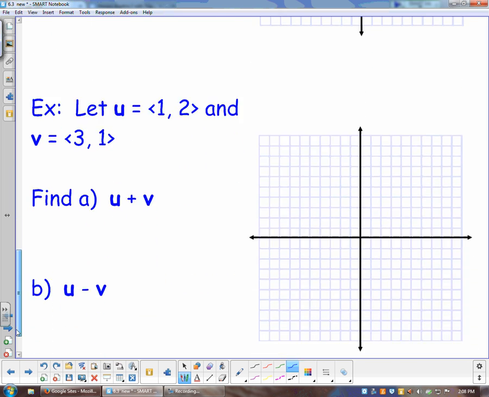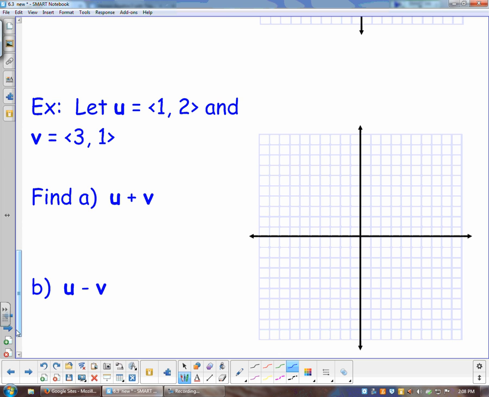All right, let's go to this example. If we were going to let vector u be 1 comma 2, so that's going from 0, 0 to 1, 2. That's this vector right here. And if we want to then have vector v be 3, 1, 3, 1 is right here. So that vector is going to look like this.